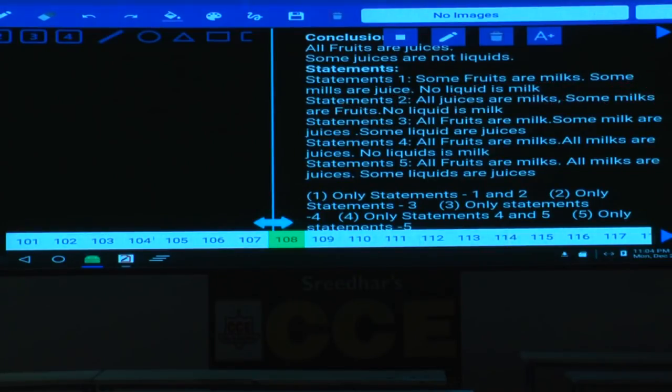Then choice 3. Now in choice 3 there is no negative statement. Negative conclusions cannot be drawn from the affirmative statement. This is directly ruled out. Then coming to choice 4. No liquid is a milk. Liquid is here. Now milk should go. Juice should come.